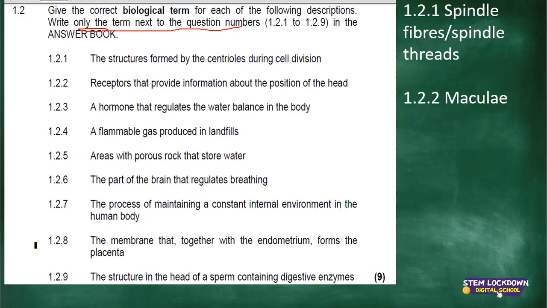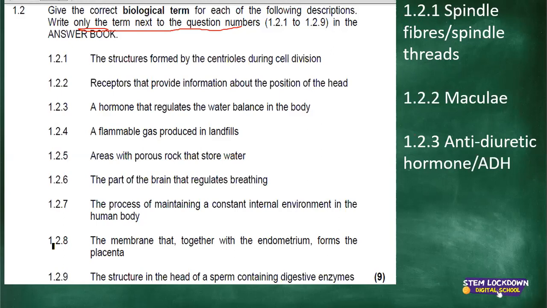And then 1.2.3, a hormone that regulates the water balance in the body. This one regulates water balance. In this question, we discussed the one that regulates salt. It works hand in hand with this one that regulates water. It is called the antidiuretic hormone, or ADH, secreted by the pituitary gland.